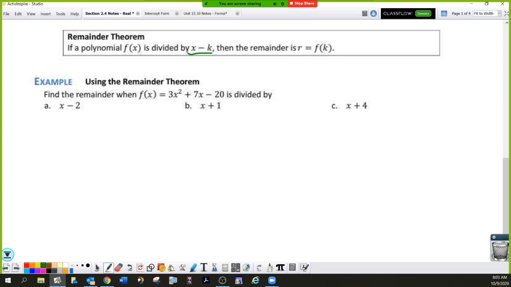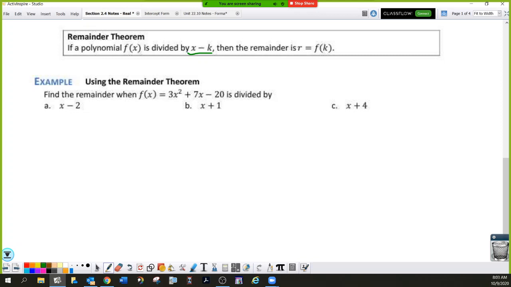You could plug in the 0 of the thing you're dividing by. So if I was going to divide a polynomial by x plus 2, and I'm just curious to know what the remainder is before I do any work, I go, well, let me plug in -2 and see what I get. And whatever number I get would be the remainder.